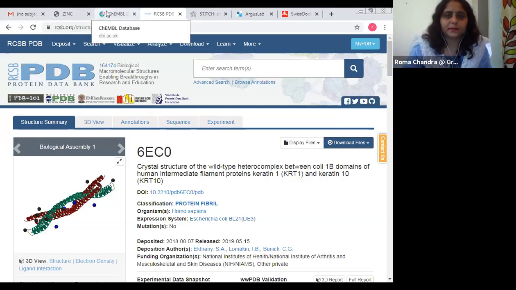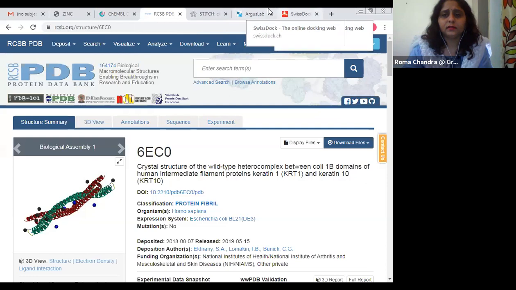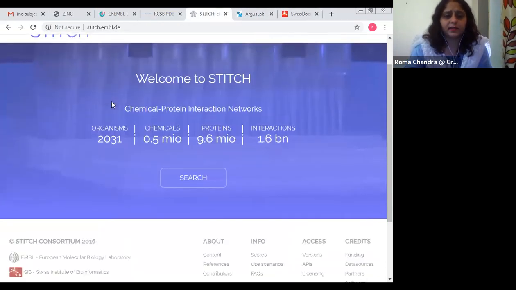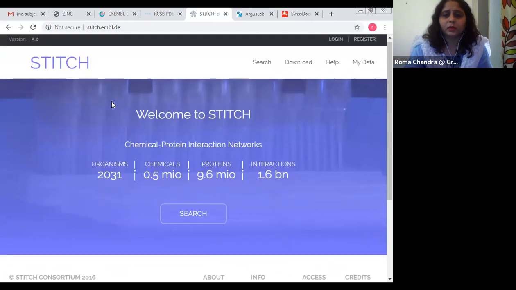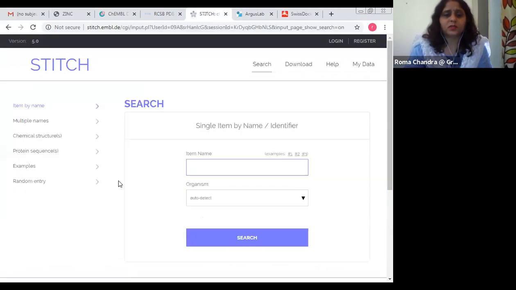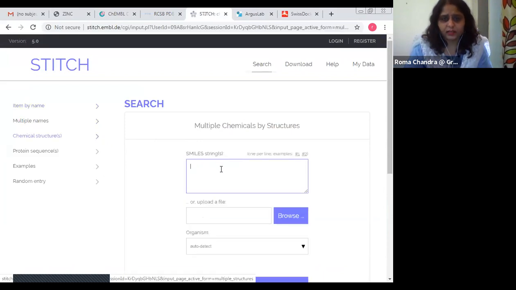These are our receptors. Then we have another database, I'll show you, where you can study chemical protein interaction networks. Here you can search for all the possible proteins. By the name of the items, you can search for any gene, and you can put in chemical structures. This is a format for chemical structures and protein sequences.